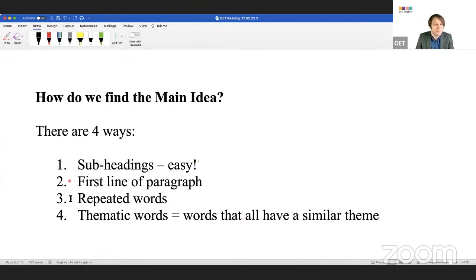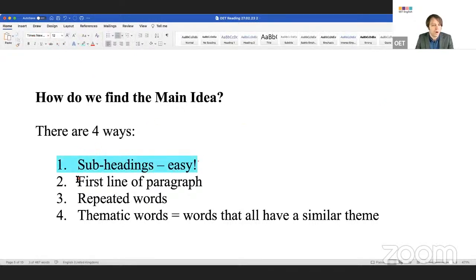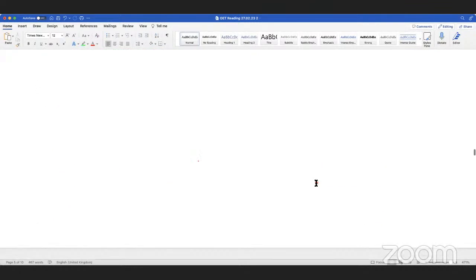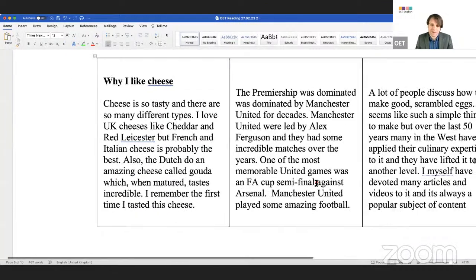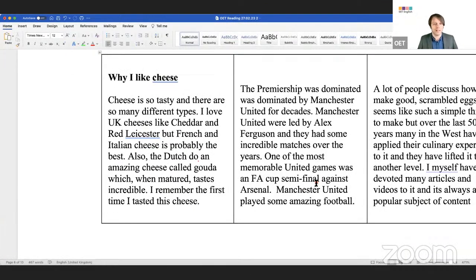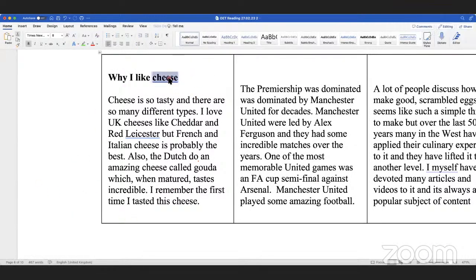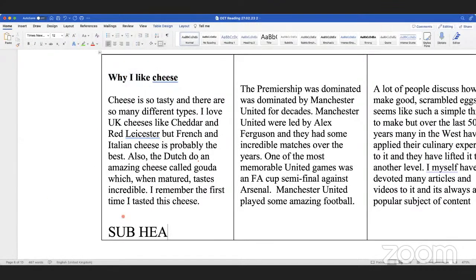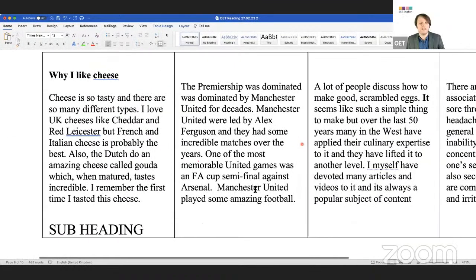Simple. These are the 4 ways that you guys have to get your main idea, and you're going to use this one usually, very quick. It's the best one. But if you don't have that one, you're going to use these ones here. Is that clear, guys? Yes. So a very simple example. I haven't used this for a while. I know some of you have seen this maybe in my video course, but let's all do it together very quickly. What is the main idea here, guys? Why I like cheese. And how did we get the main idea here? Subheading.